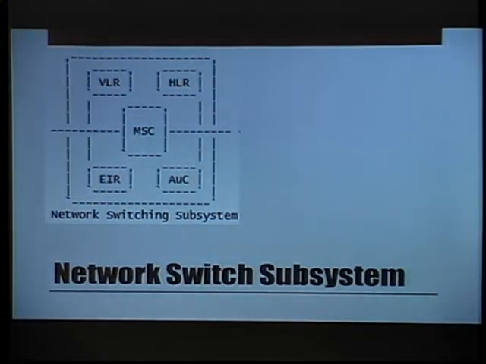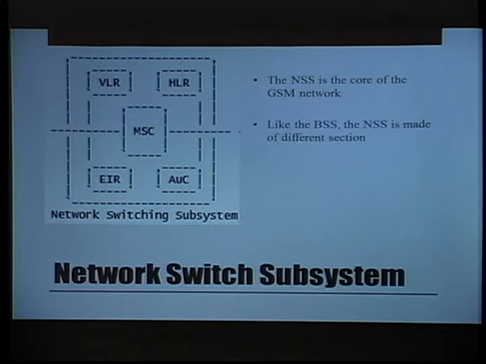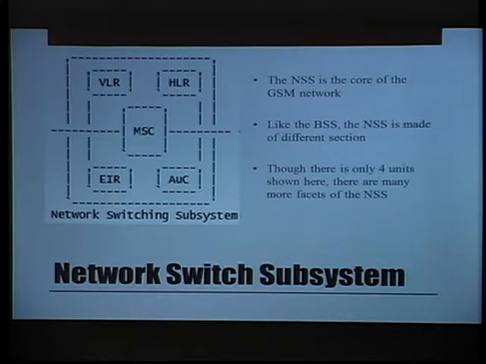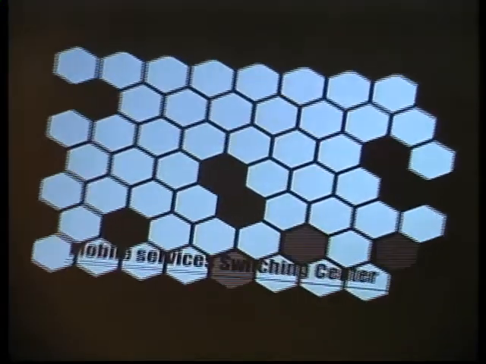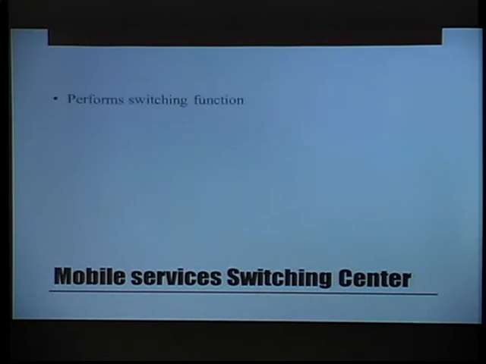So we've got the network switching subsystem now. This is the part behind, the part people generally don't see. It's the core of the GSM network for a pure GSM network. Like the BSS, it has many parts and different sections. Though I show 4 main sections, there are actually many facets within this. It performs switching functions.